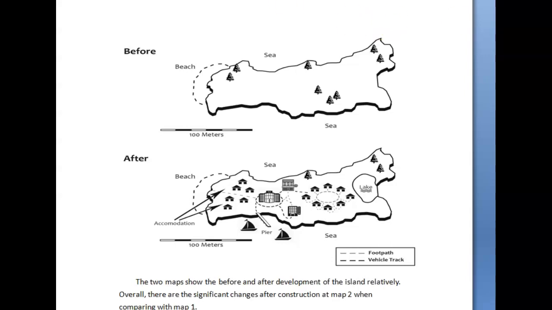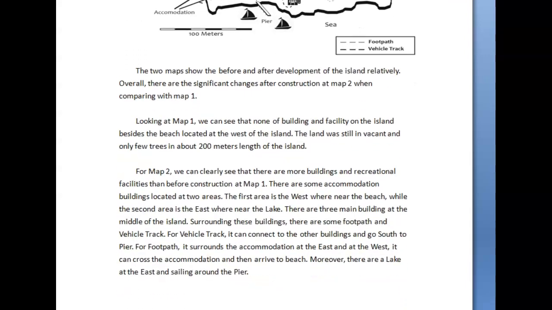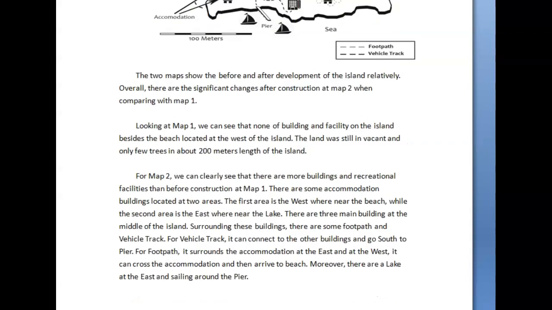Okay, fantastic. So let's take a look at your task one. We've got the maps here. Great. The two maps show the before and after development of the island relatively. Overall, there are the significant changes after construction at map 2 when comparing with map 1.